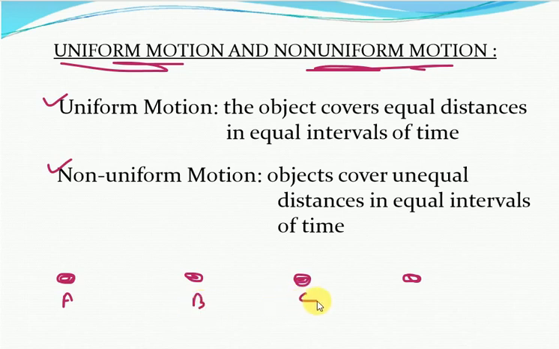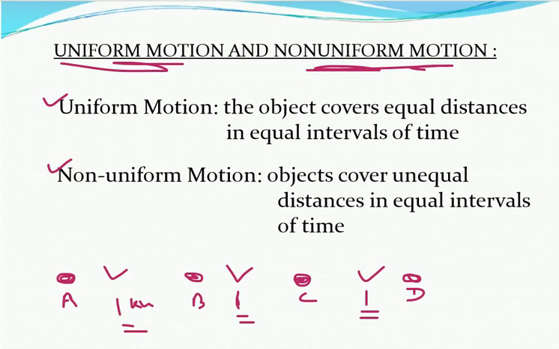So the distance between A to B and B to C and C to D is exactly equal to each other. For example, suppose the distance between A to B is 1 kilometer. So the distance between B to C is also 1 kilometer. The distance between C to D is also 1 kilometer. So whatever the distance, it should be the same for the two consecutive points.